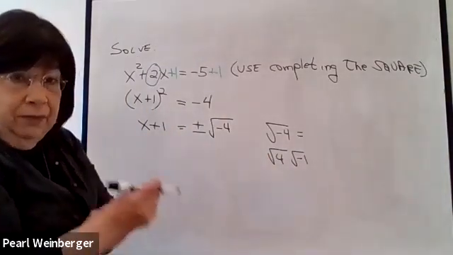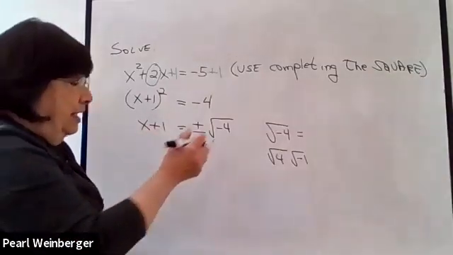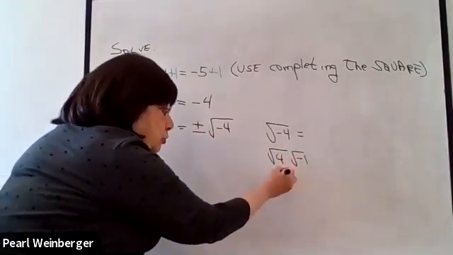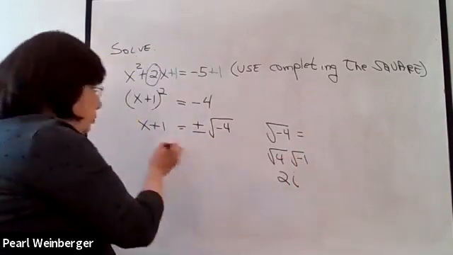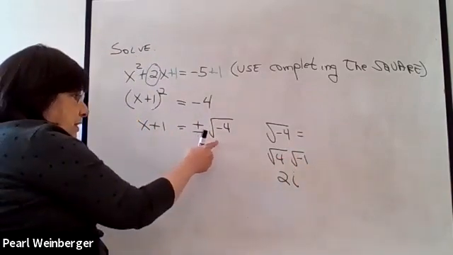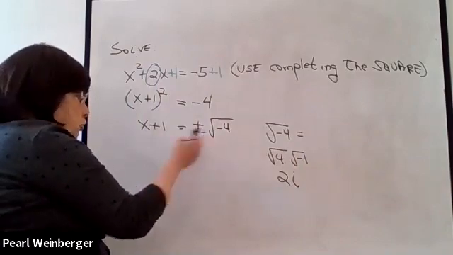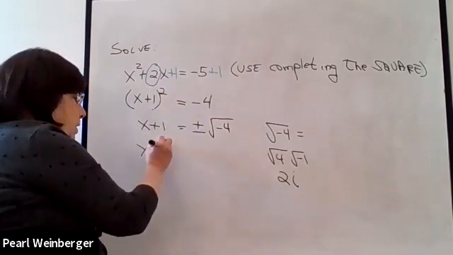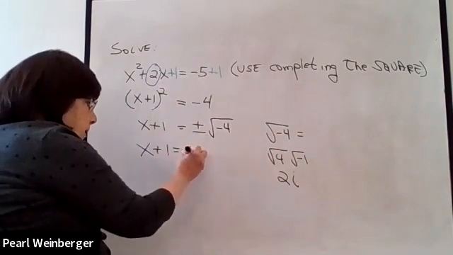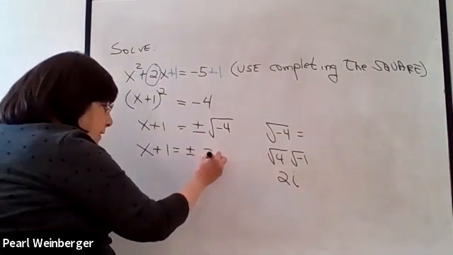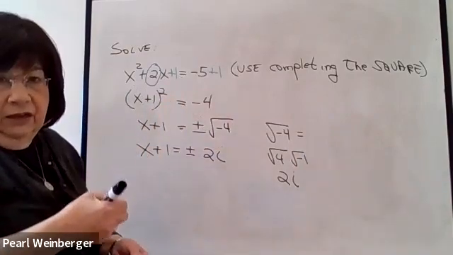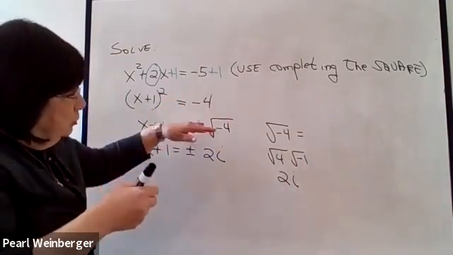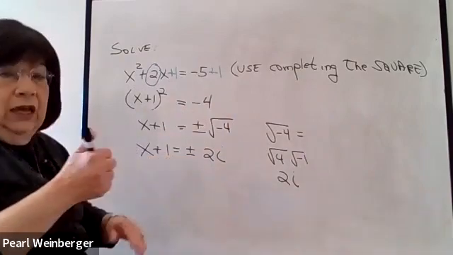It's called a complex root, an i. The square root of 4 is 2. The square root of negative 1 is i. So replacing this by 2i, I get x plus 1 equals plus or minus 2i. I never leave a square root with a negative inside. If I see a negative inside my square root, I've got to go to i.